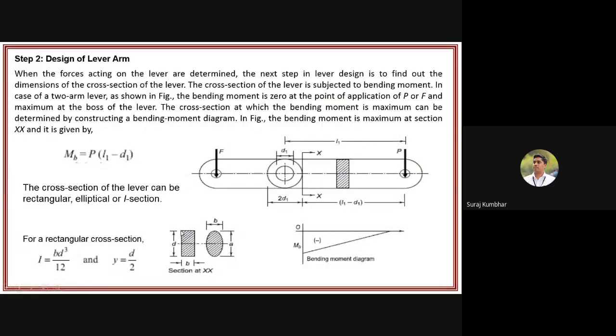What is the distance from the neutral axis to the outermost fiber here? D by 2, because the overall depth is D. So for the rectangular cross section, the bending stress formula is sigma b equal to Mb into Y divided by I. Mb you can find from this formula, Y is D by 2, and I is BD cube by 12 for a rectangular cross section. By using this formula you can find the dimensions.